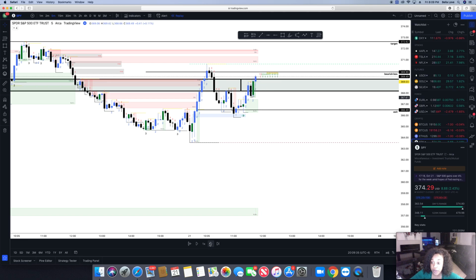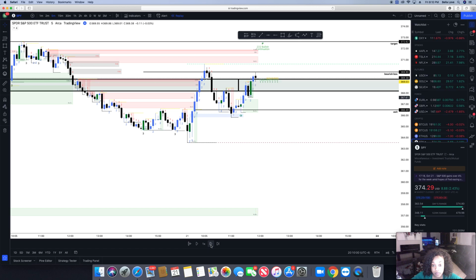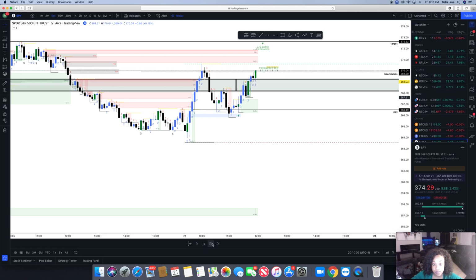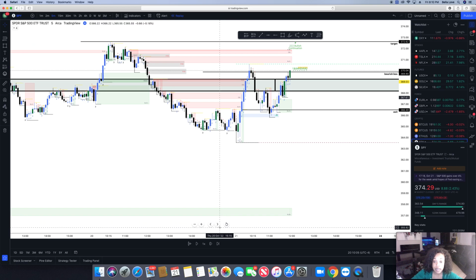Once it started trading above the bullish fair value gap, or was that a bearish fair value gap? I think that was a bearish fair value gap. Once it started trading above the bearish fair value gap, I knew that it would go towards sell side liquidity because it was trading above the bearish fair value gap. So you guys are just basically going to go and watch this get taken out.